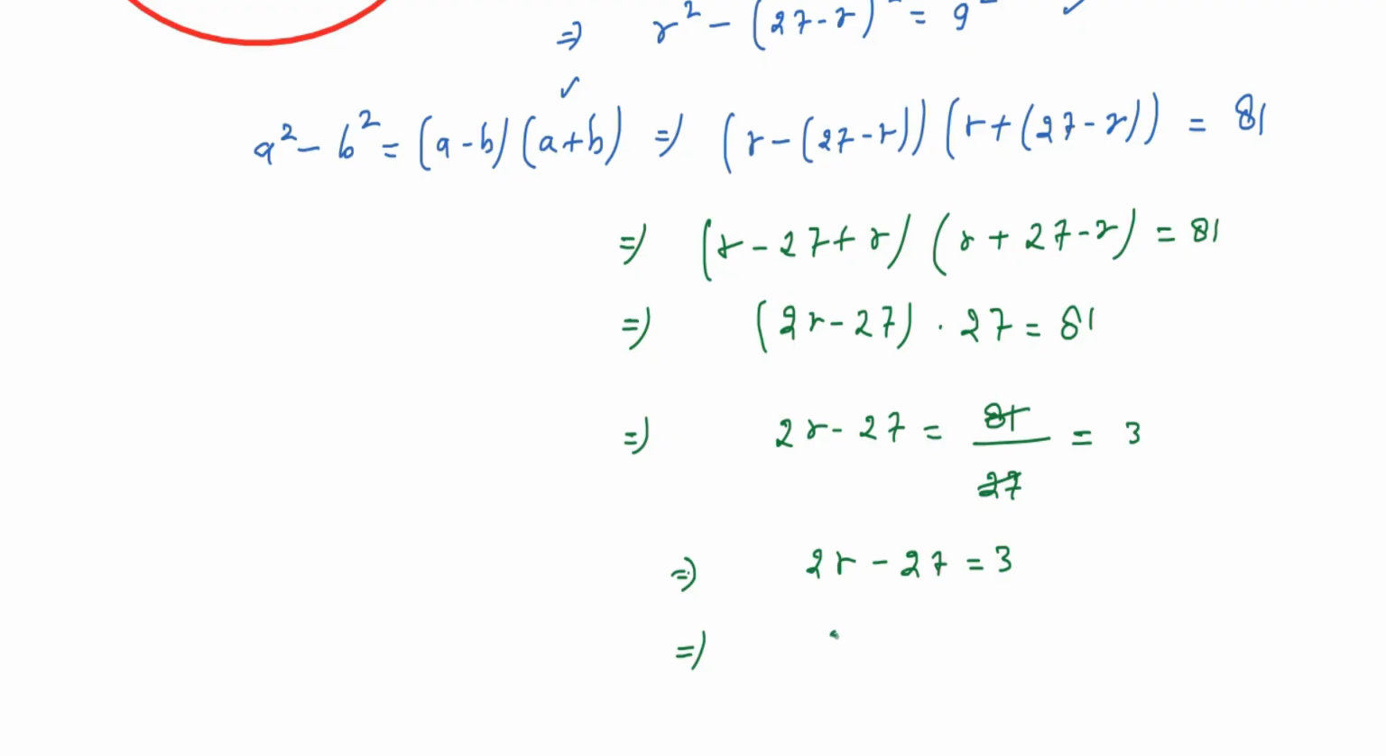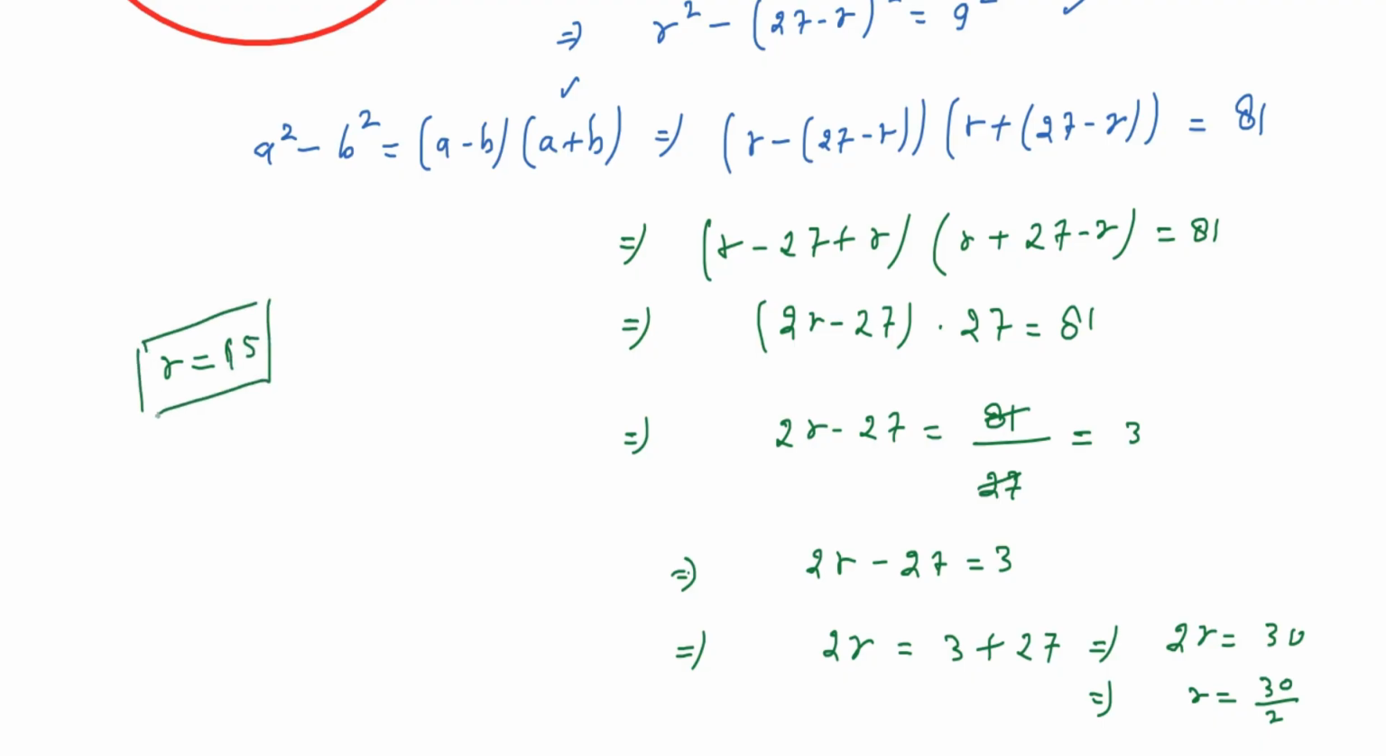Further, we can write 2R is equal to 3 plus 27, that will be 30. So 2R is equal to 30. Further we can write R is equal to 30 divided by 2, that means 15. So the radius of the circle is 15 units, and this is the answer to the question.